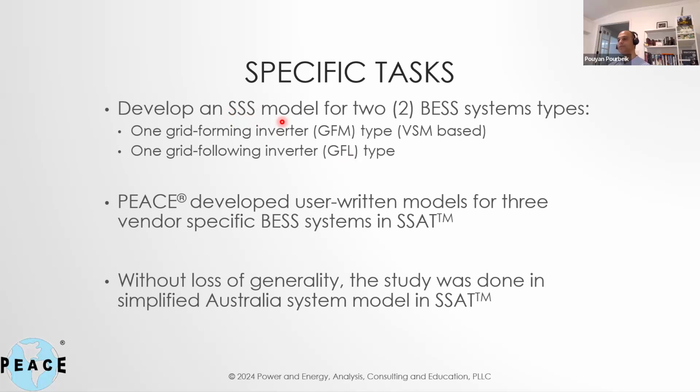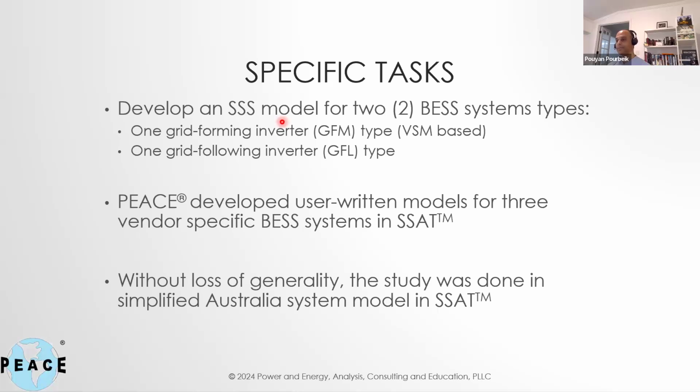We developed those user-written models in a software package. In this case, it happened to be SSAT, a PowerTech software package. There are other packages you could do this in. And then we took those and deployed them in different parts of the network and saw how they affect small signal stability, specifically damping these inter-area modes. And are there opportunities for putting a power oscillation damper on these to enhance or improve the damping of some of those modes?